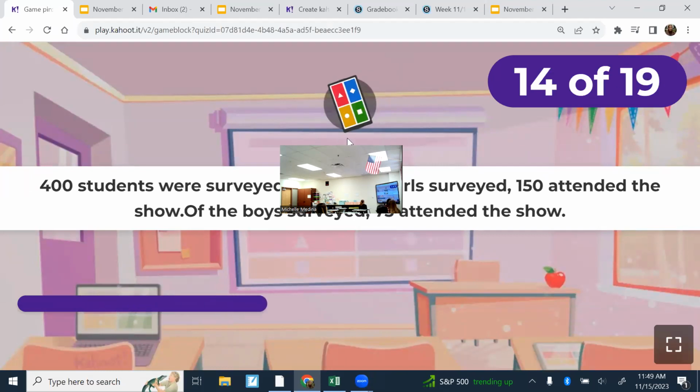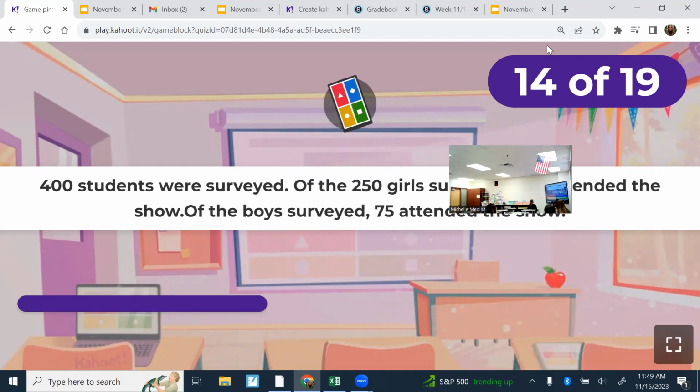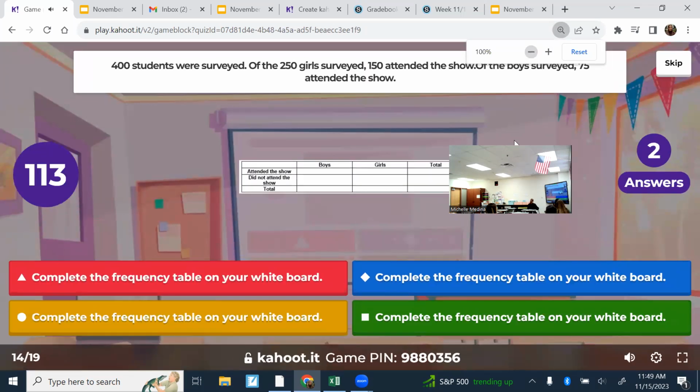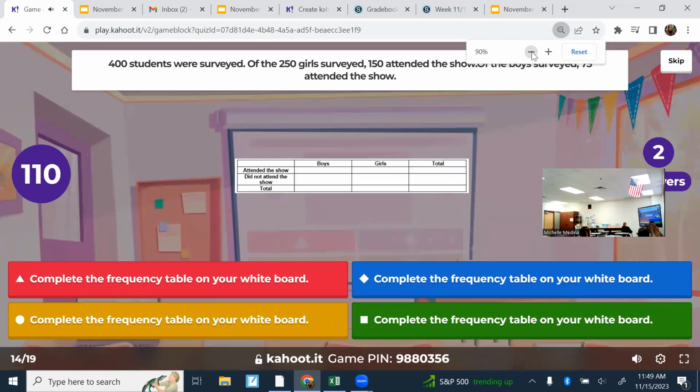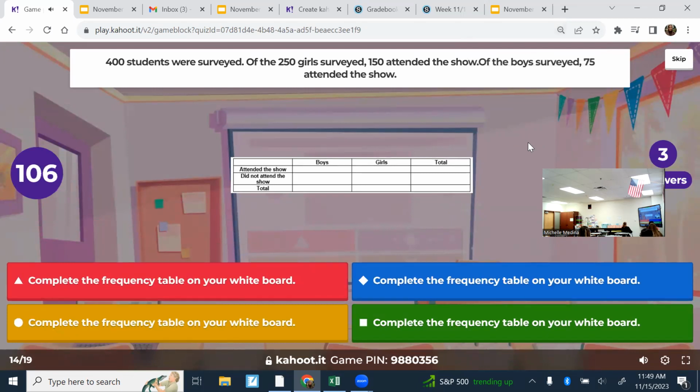400 students were surveyed. Of the 250 girls surveyed, 150 attended the show. Of the boys surveyed, 75 attended the show. You're doing this on your paper. Sorry, I'll try to make the table bigger, but really you're just making a two-way table based on that info. So we have for the rows: attended, did not attend, total. For the columns, it's boys, girls, total.